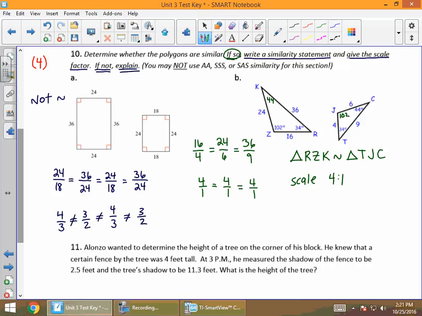In part A, not similar, and showing the work. In part B, you needed the similarity statement and defining the scale factor.